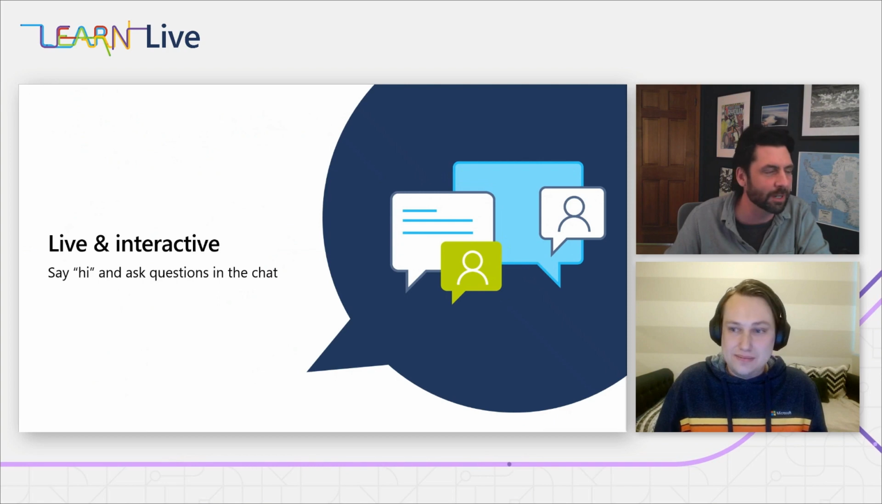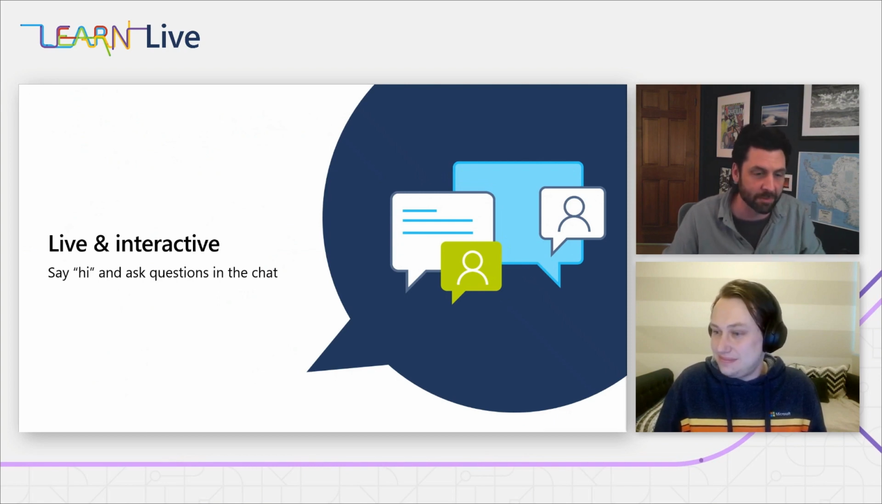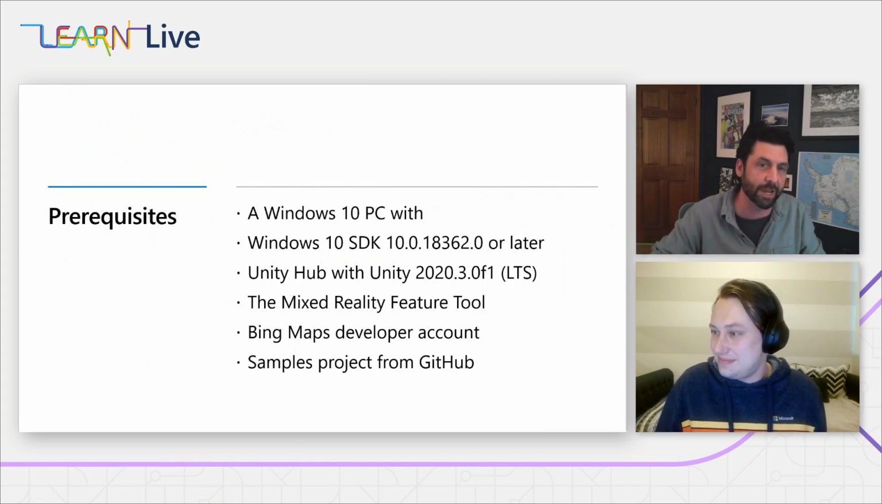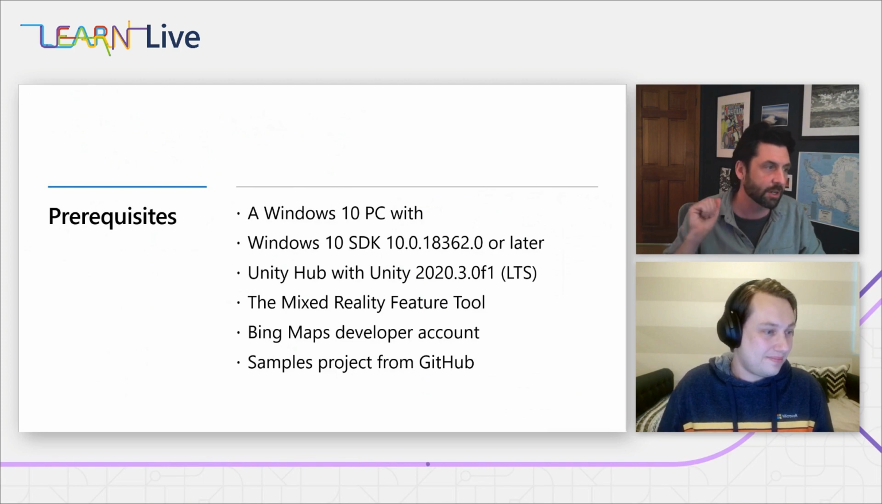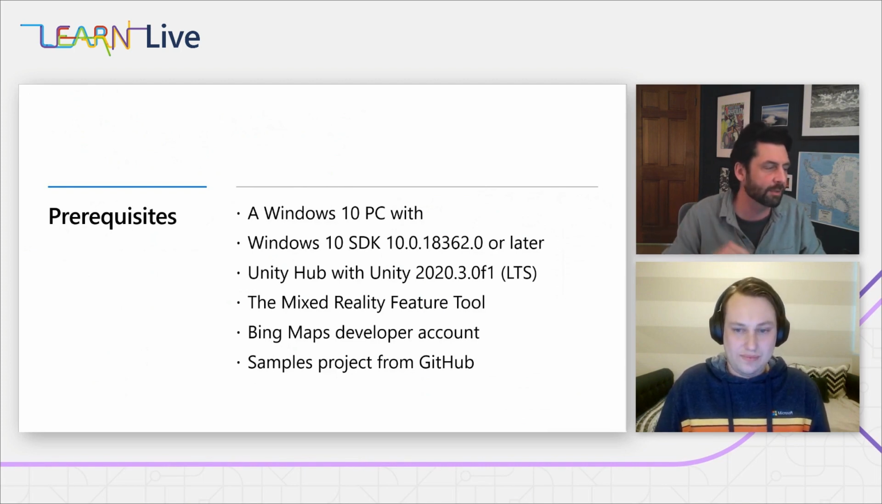Cool. All right. So if you are going to do this on your own, then there are some prereqs that you're going to need to grab before you get going. So for starters, you need a Windows 10 PC. You're going to need at least 10.0.18 blah, blah, blah of the Windows 10 SDK to get going. You're going to want the Unity Hub with Unity 2020.3.0F1 at the minimum. Anything after that's totally fine. We recommend building on the LTS versions because we're using OpenXR, which targets 2020. That's why we want you to start there.